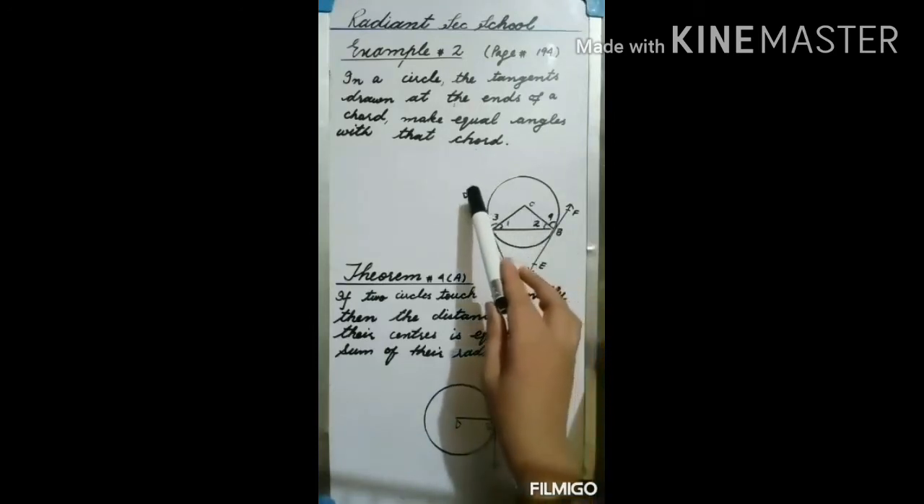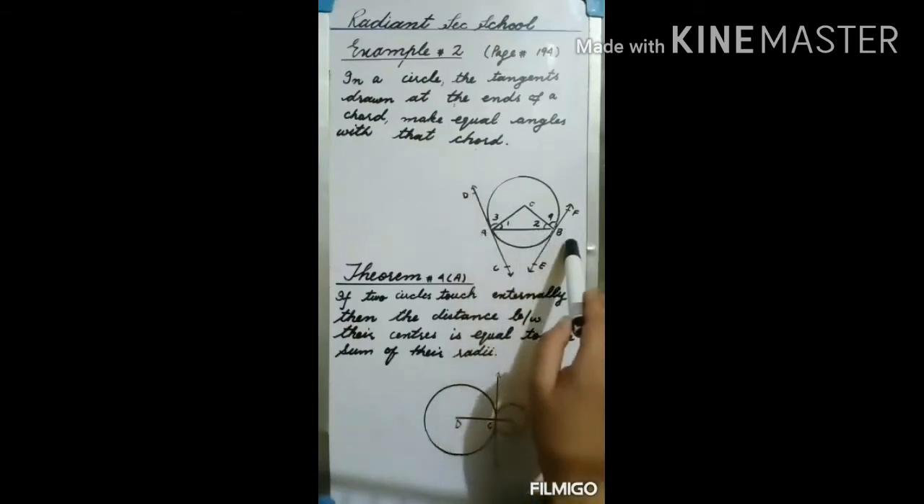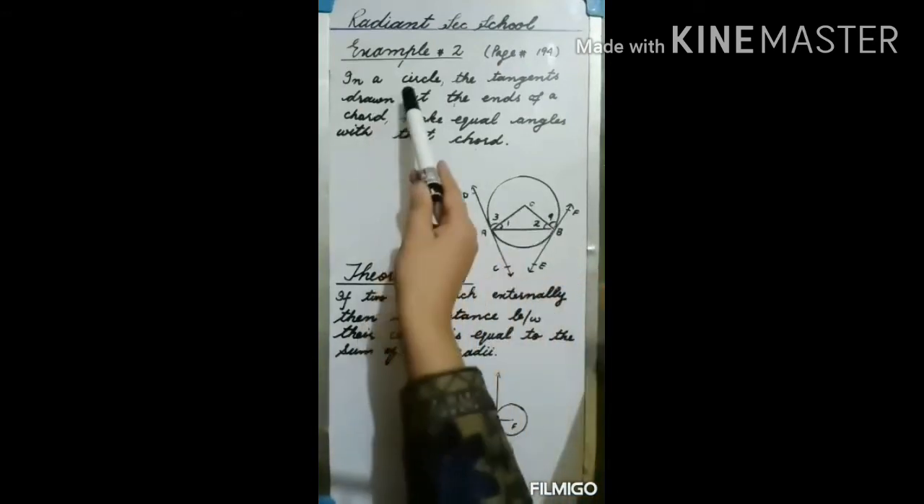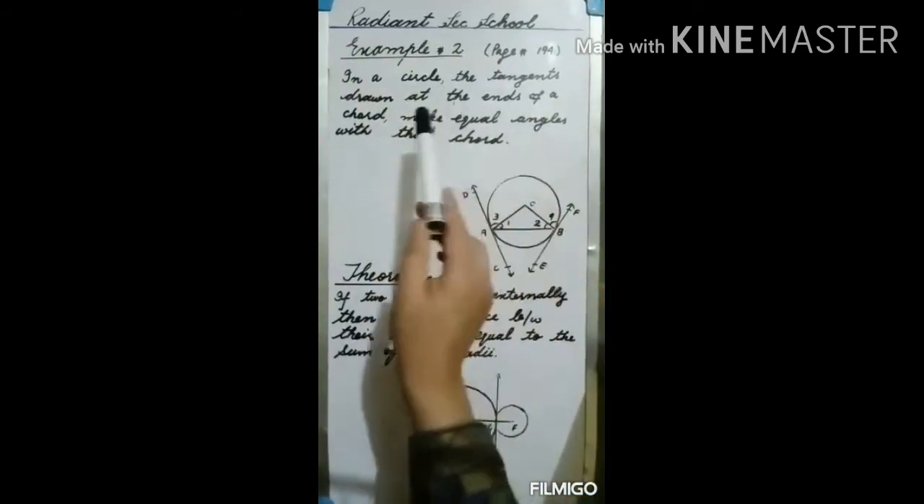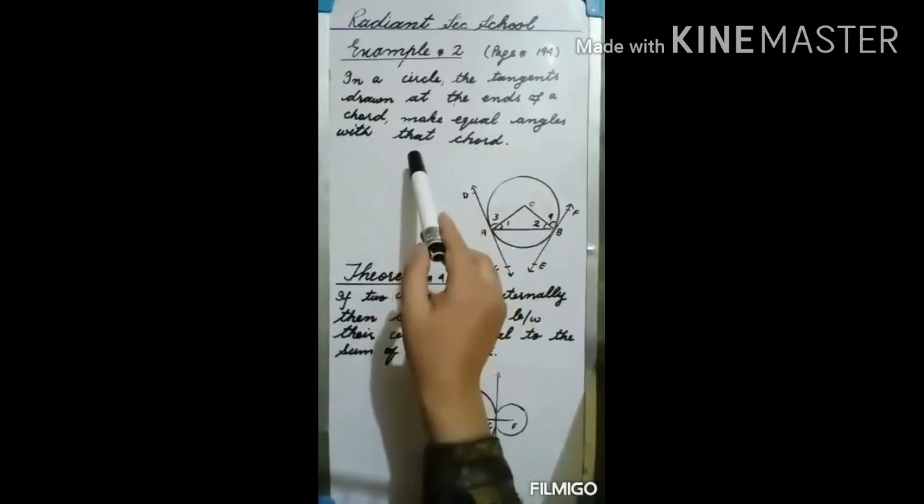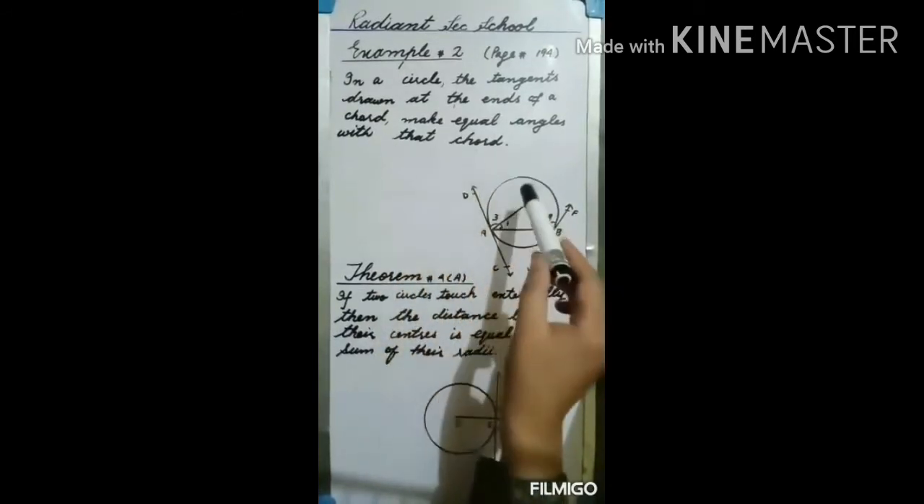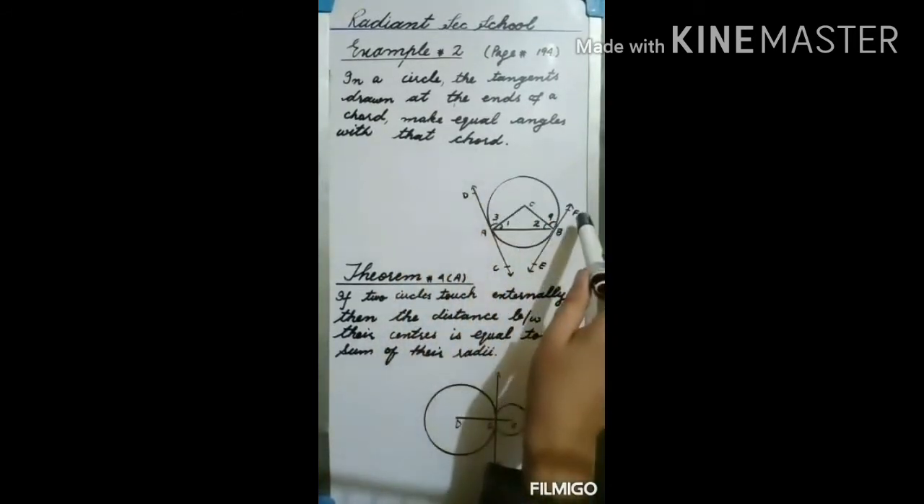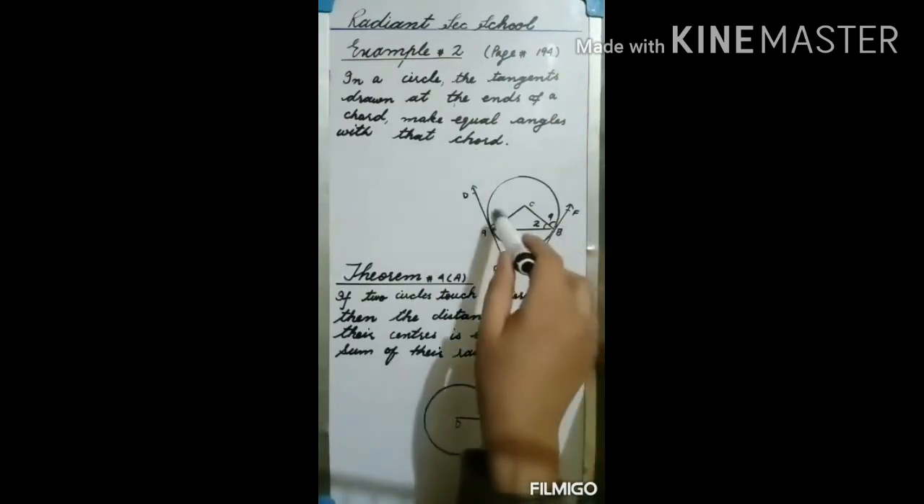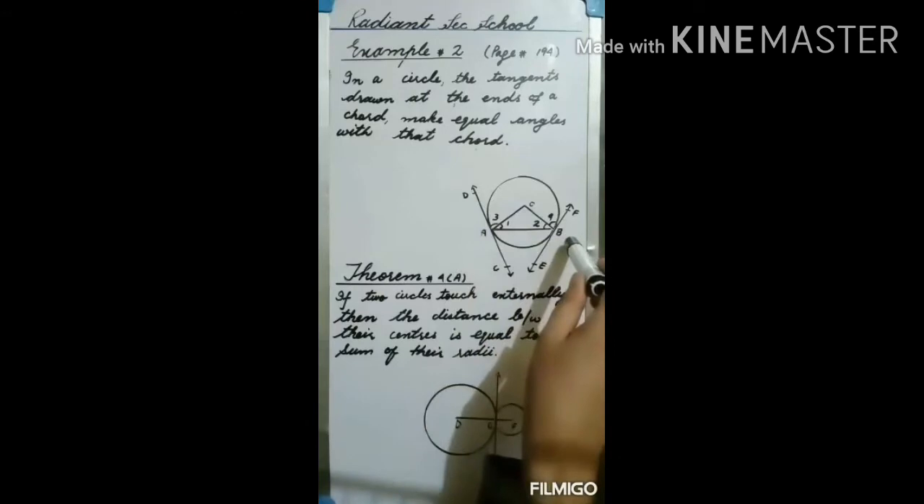So we will have DAB equals ABF. In a circle, the tangents drawn at the ends of the chord make equal angles with the chord. If we have a chord and the tangents are drawn at the end points of the chord, then the angles formed will be equal in measure.